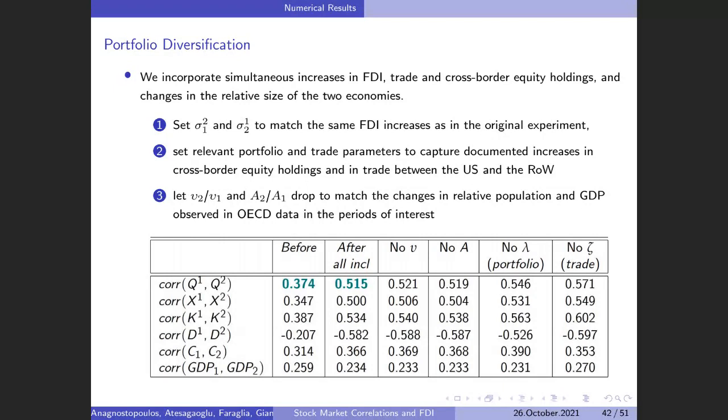What we observe is actually a higher increase in the correlations, not from 0.37 to 0.51, but to 0.54. So it's an 18 percentage point increase. This means that portfolio diversification is actually reducing the stock market correlations, not increasing them. Why is that the case? I will explain the reason for that.